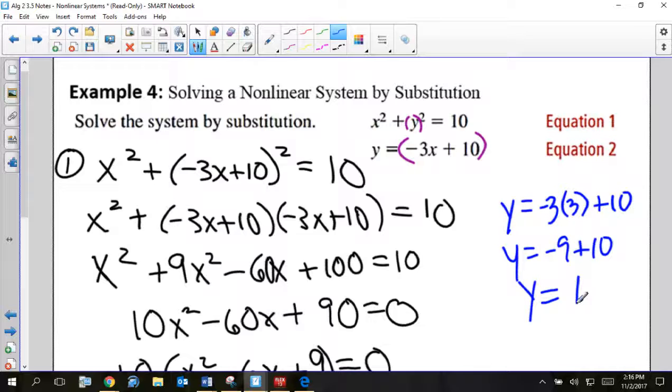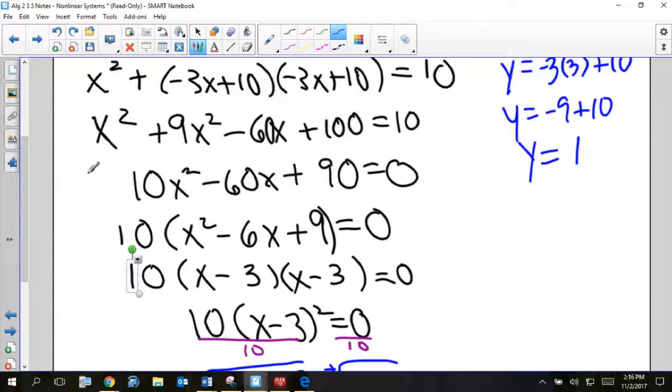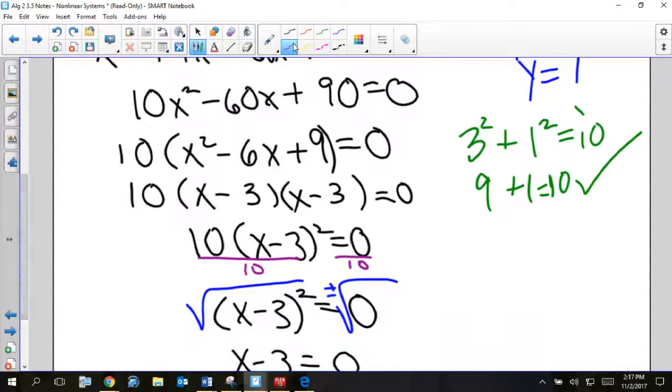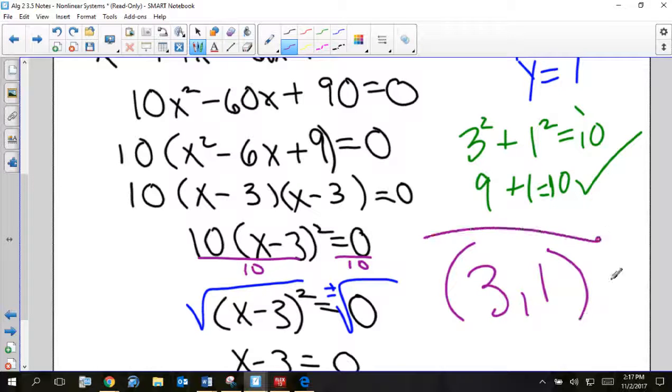This is a lot of math. How do I know I didn't make any silly mistakes? Plug in to equation 1: x squared plus y squared equals 10. So x squared was 3 squared, plus y squared is 1 squared, has to equal 10. 9 plus 1. Check. Answer is 3, 1.